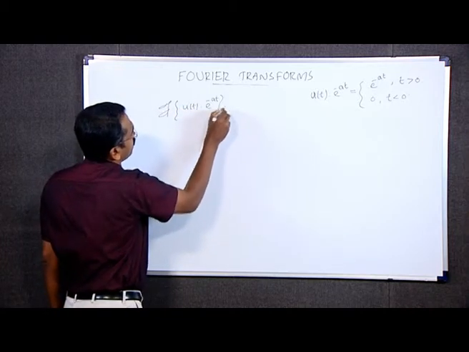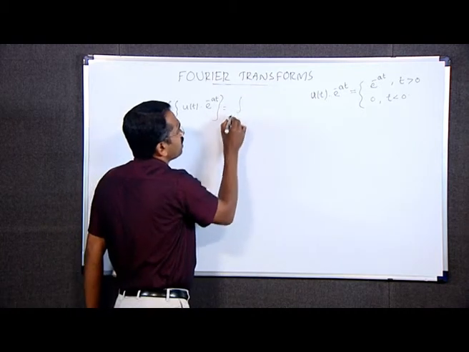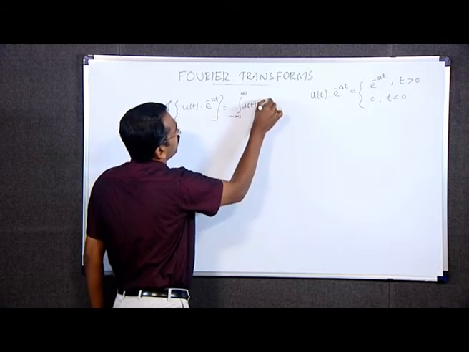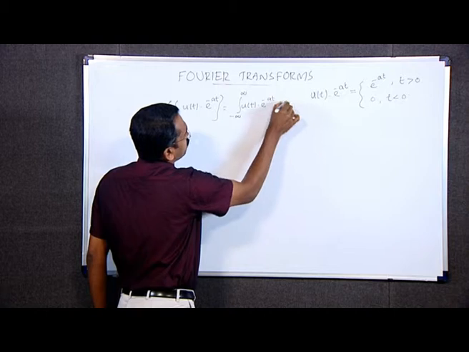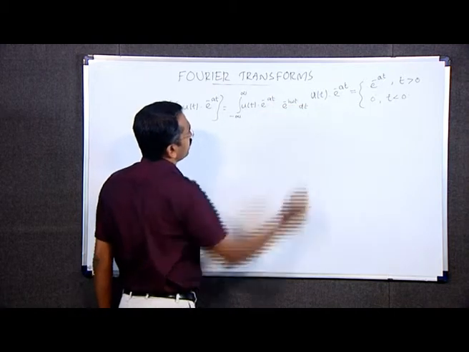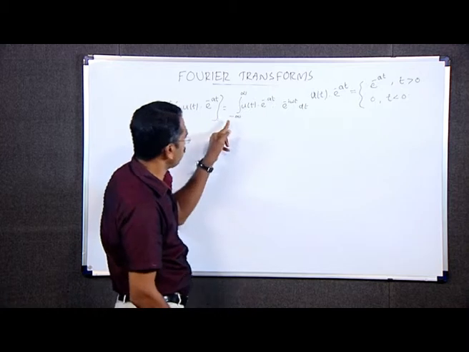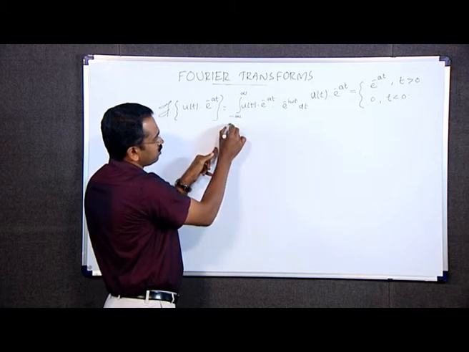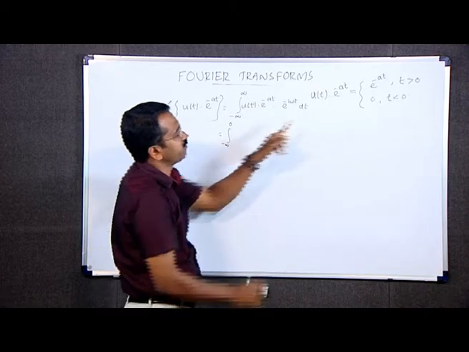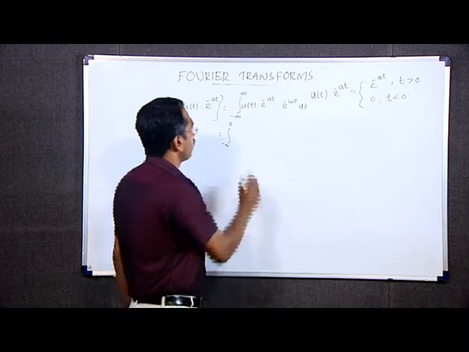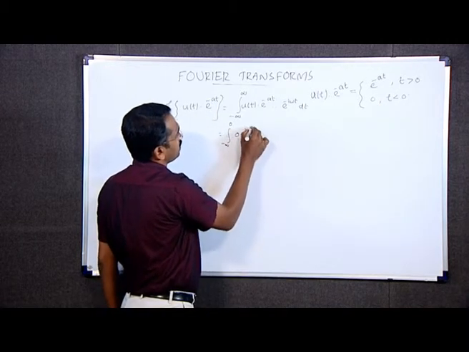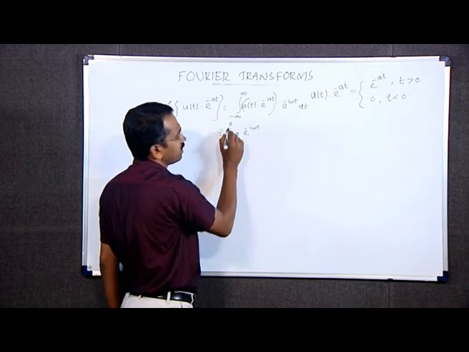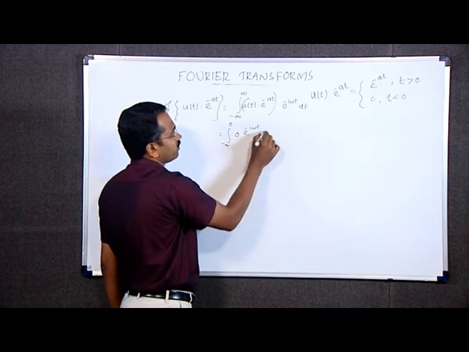and the Fourier transform of u(t)e^(−at) is equal to, by the definition, the integral from minus infinity to infinity of u(t)e^(−at) times e^(−iωt) dt. Here we have to split this integral into two. One is the integral from minus infinity to 0. In this case, the function is defined as 0, therefore 0 times e^(−iωt). This is the function which is defined as 0 in this interval, t less than 0.